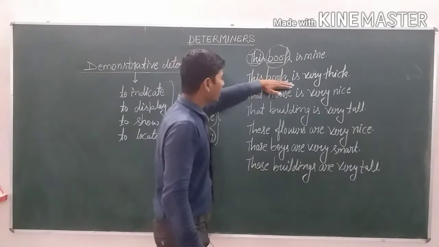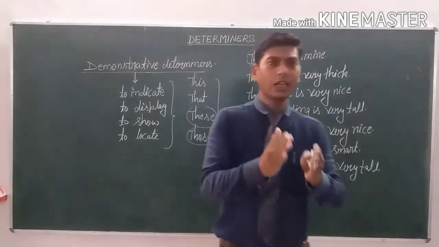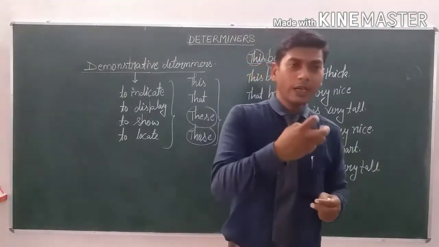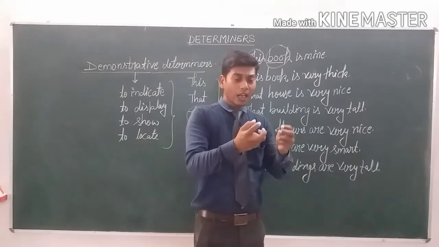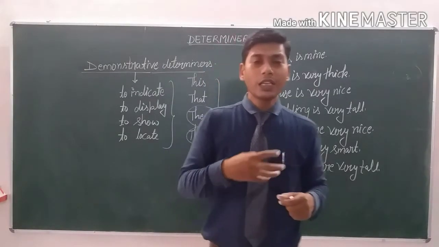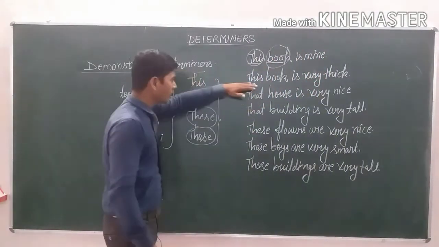This book is very thick, right? It means ये जो पुस्तक है, ये जो बुक है, बहुत मोटी है. It means this book is along with me, along with the reader, along with the speaker, so that I have written here this.